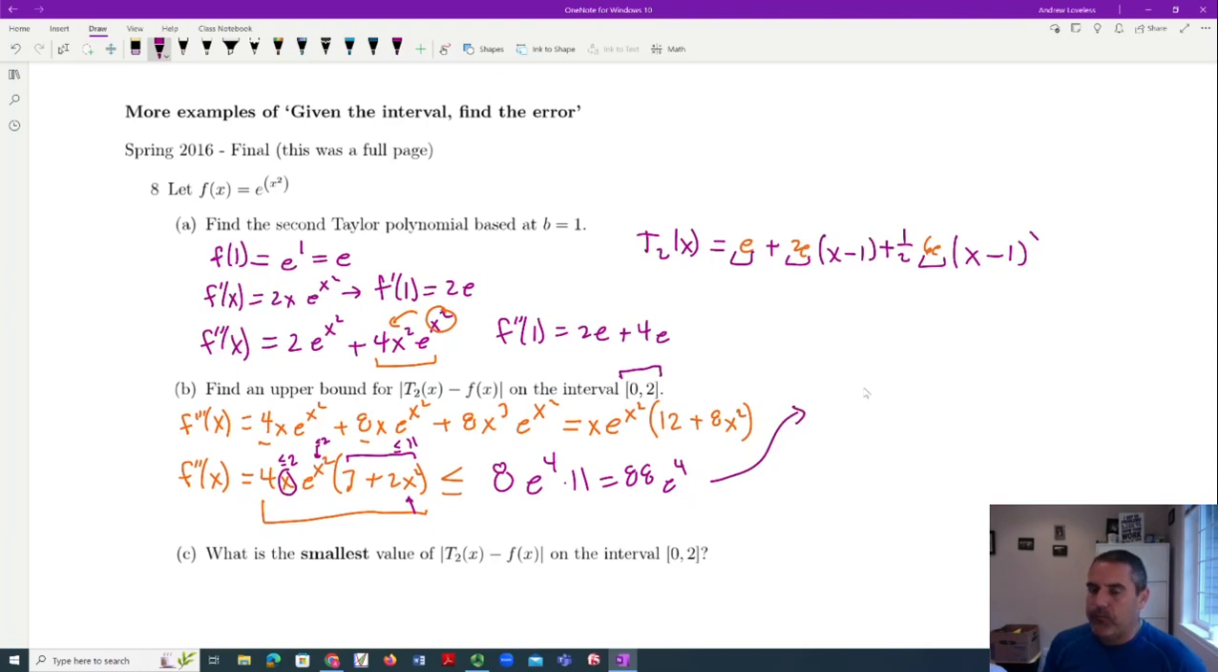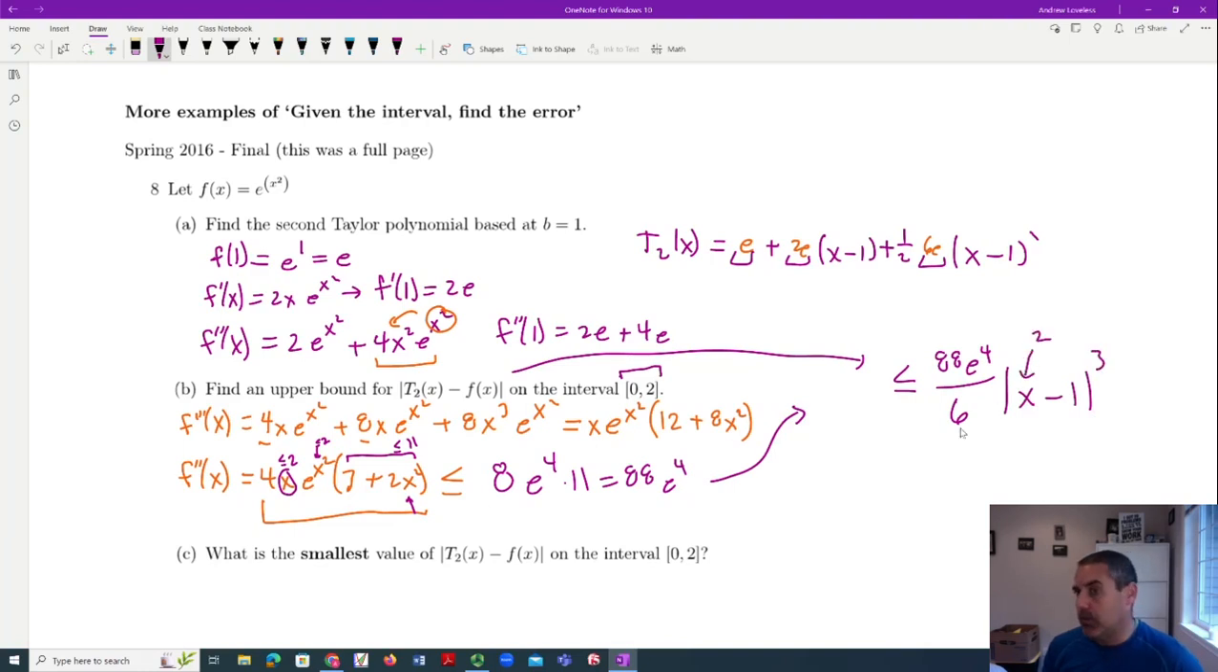Then you're going to plug in. So you say, okay, the error, which is what this is less than or equal to M, and we just said M was going to be 88 e to the 4th, over 3 factorial, which is 6, times x minus 1 to the 3, and then we're going to replace this with 2 or 1. And there's our answer.